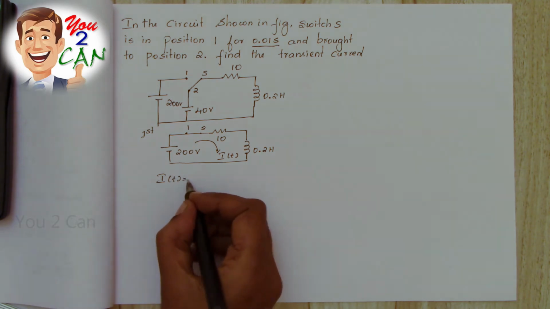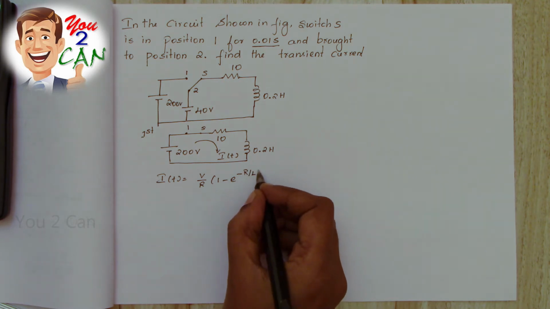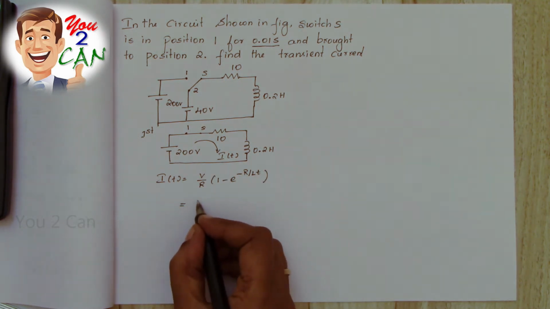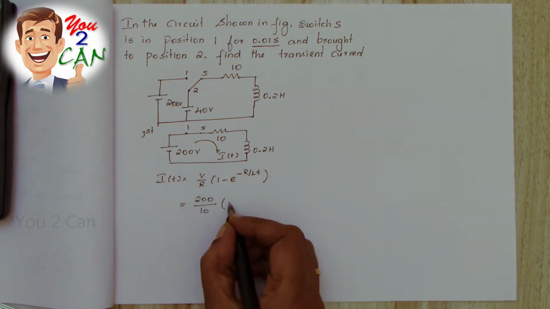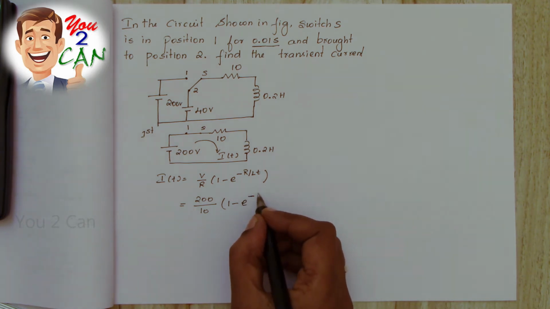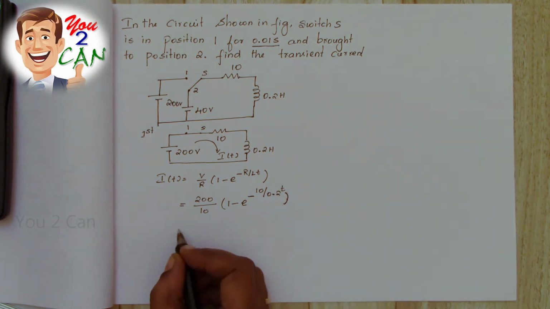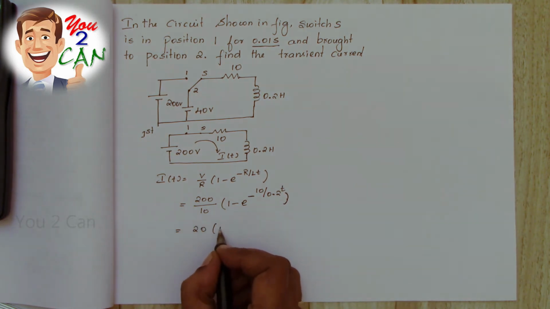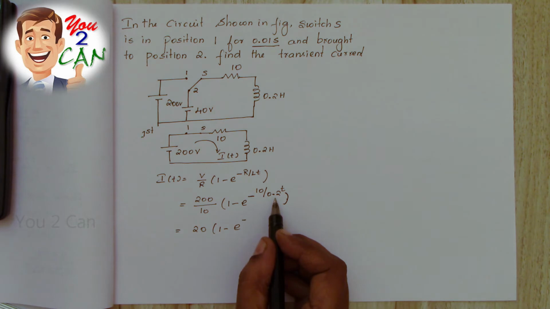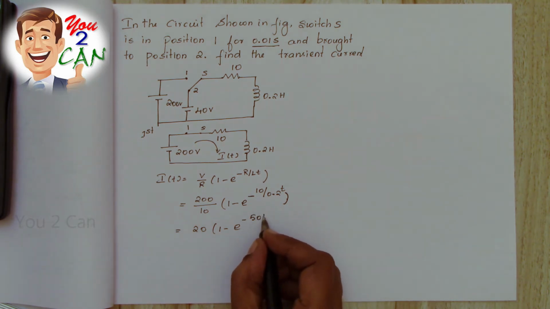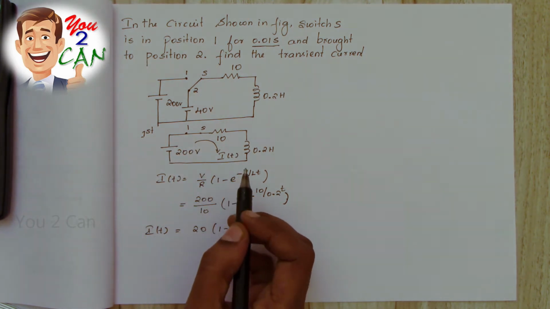I of t is equal to V by R into 1 minus e power minus R by L t. Substitute the values of voltage and resistance: 200 by 10, into 1 minus e power minus 10 by 0.2 t. So it is 20 into 1 minus e power minus 50 t. This is the current through the circuit when it is at position 1.